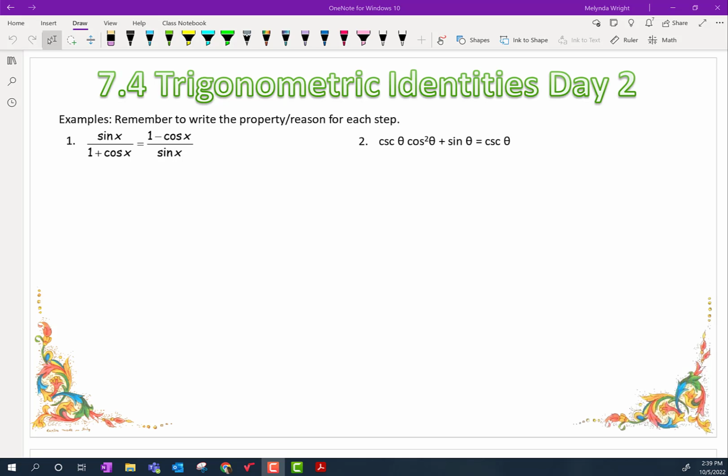One is that it helps you organize your work and it helps you internalize the steps that you're taking. Another reason is so I can follow your work. I mean, that's also a reason too, so I could tell what it is that you're doing. All right, so let's go ahead and start with number one.